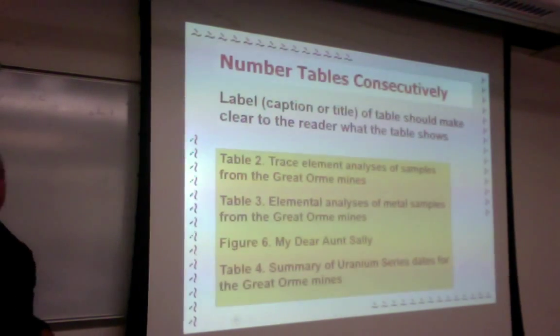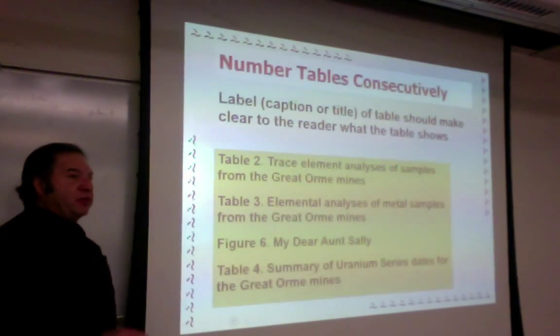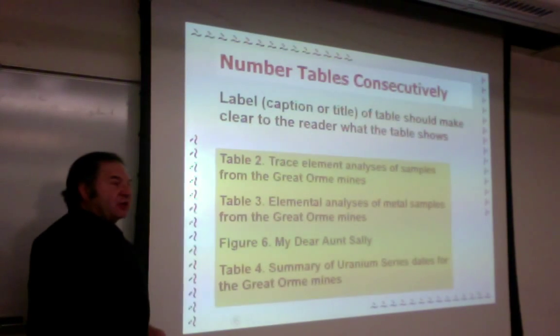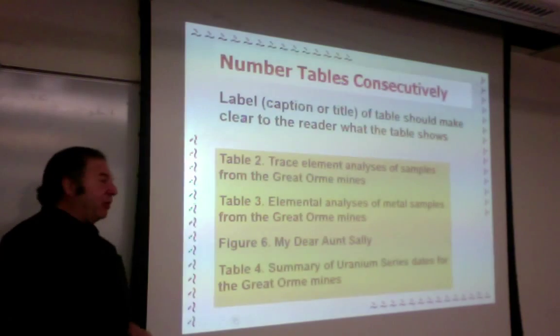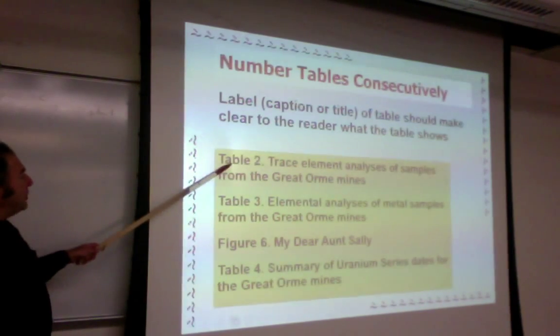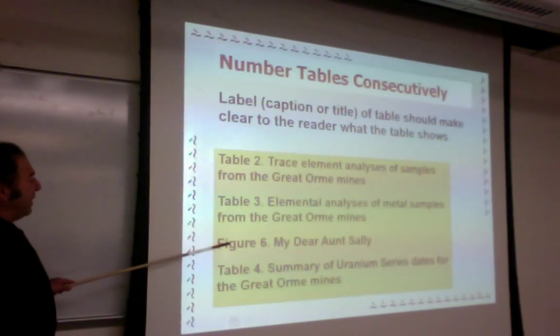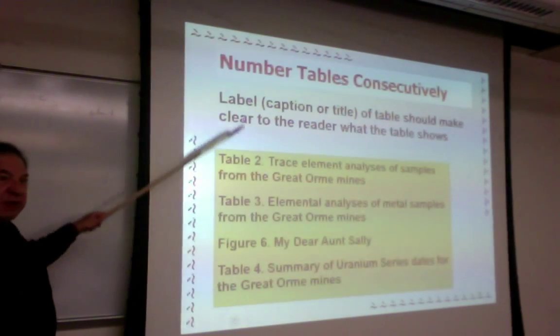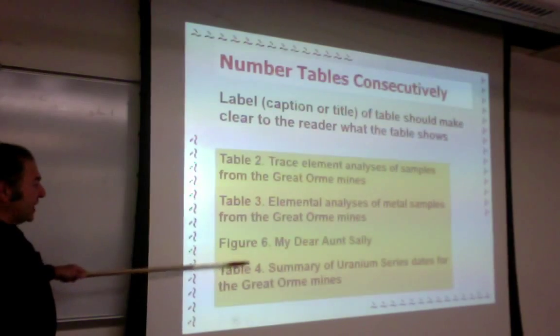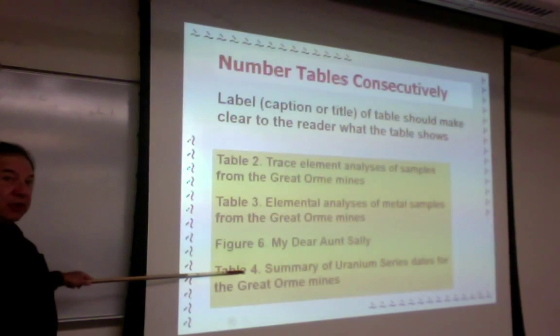You number them consecutively, and you number them separately from figures. So the tables are numbered 1 through whatever, and the figures are numbered 1 through forever. So table 2 is followed by table 3, but the figure that follows is not figure 4, it may be figure 6, it may be the 6th figure. And the next table is going to be table 4.